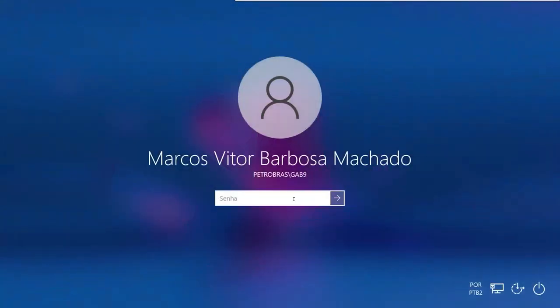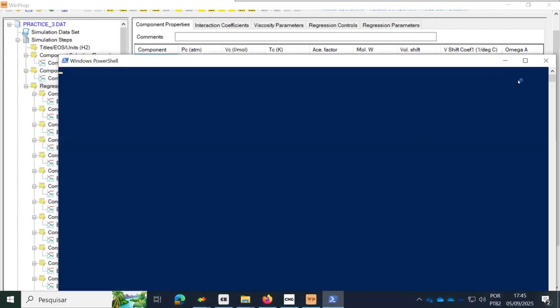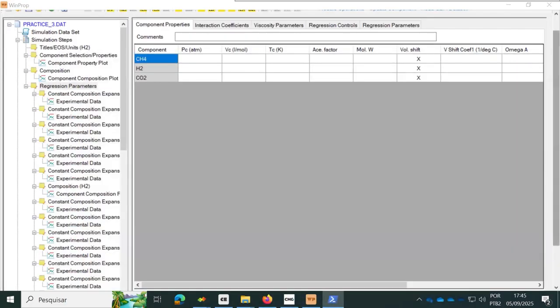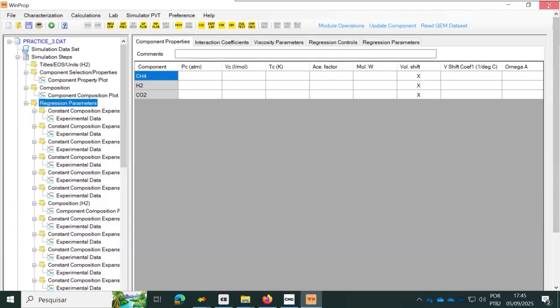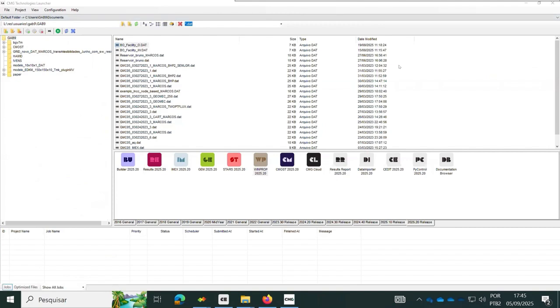Can you see my screen? Yes. Thank you. Because now I'm using only one screen, I cannot see you. So if you lose my screen, let me know. Okay. I will open WinProp.